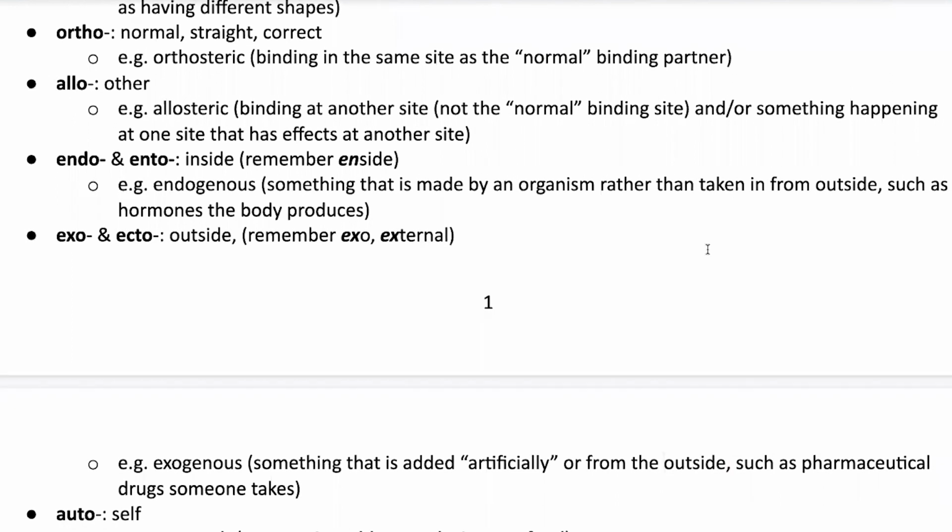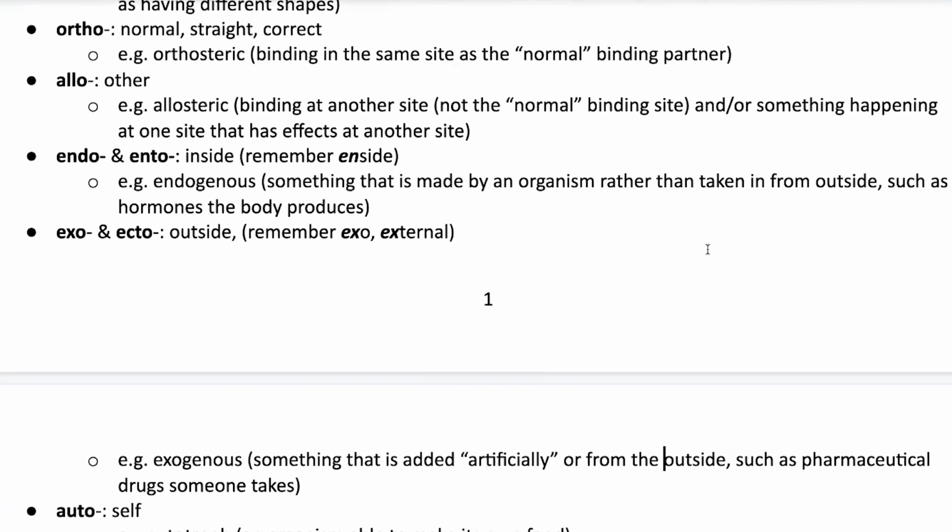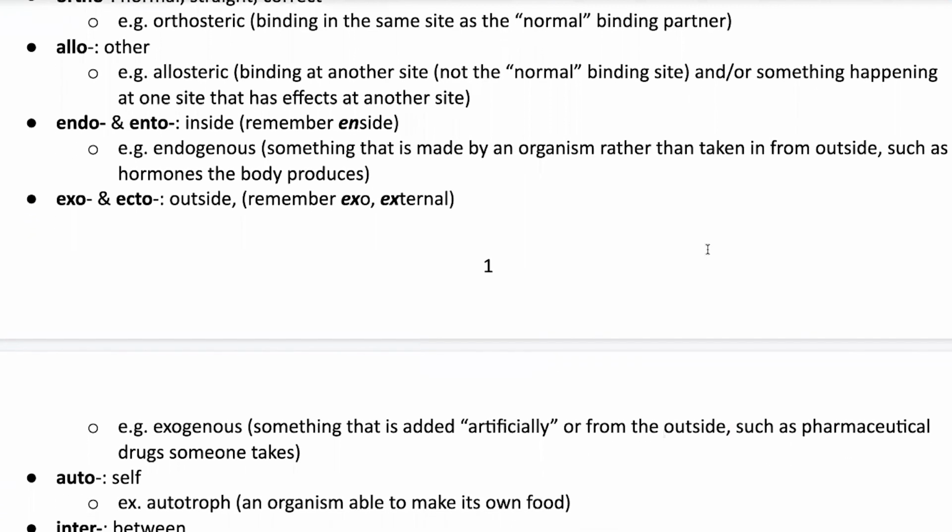Then you have allo. This is other. So this is like the opposite of ortho. Here it's binding at another site, so not that normal one. Or it could refer to something happening at one site that has effects at another site. And so you commonly see this when we're talking about proteins and conformational changes, so like shape shifts, how you can have an allosteric effect where something happens at one site where maybe something binds, and then you get this kind of ripple effect where something else happens at a different place.